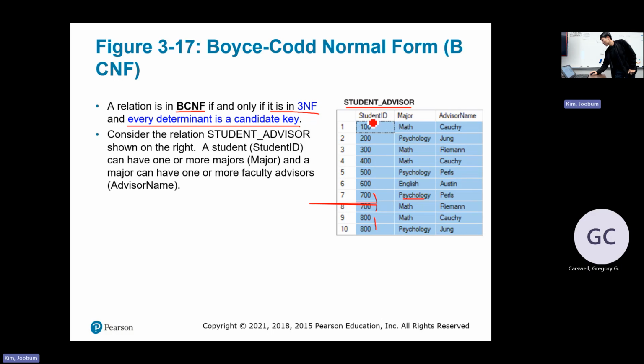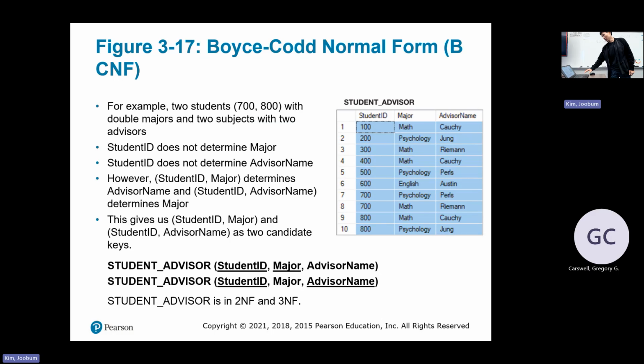How about this: can student ID determine advisor name? Maybe not. 700 is associated with one advisor, and another 700 is associated with Riemann. So multiple values means student ID cannot determine advisor name. Make sense? Okay. So here, student ID does not determine major, and student ID does not determine advisor name.